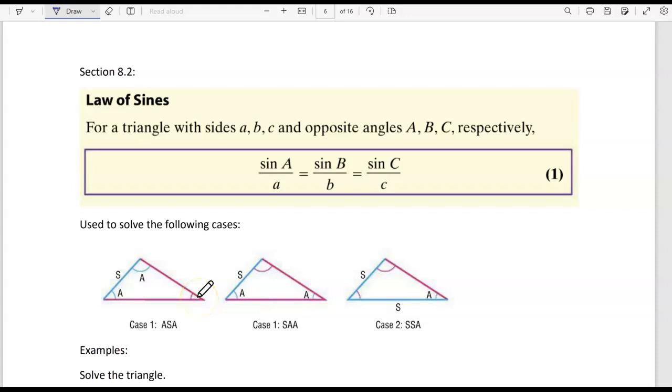So welcome back to another trigonometry video. In this video, we're going to look at the law of sines. The law of sines is a way to help us solve a triangle that's not a right triangle. So what does it mean to solve a triangle?